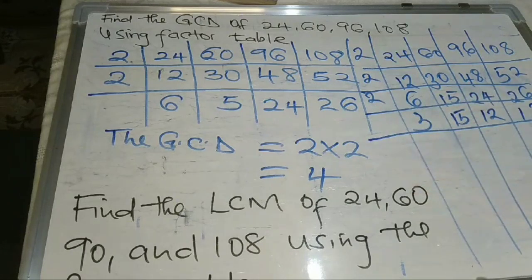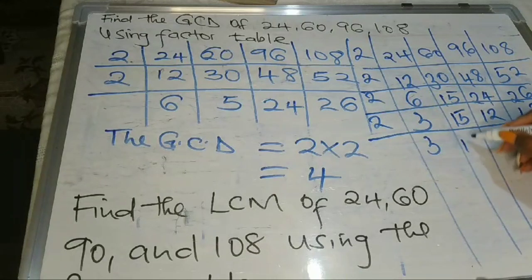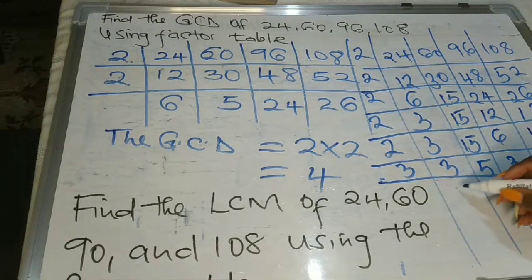We continue. 2 again can divide this 12, so these ones which cannot divide remain as they are. 6 by 2 is 3, 15 cannot divide, it remains like that. Then we go to the next 2 again: 3, 15, 3, 27. Now from there we go to 3. 3 is the next prime factor which can divide these numbers. So this will be 1, 5 remains, 1, then 13.